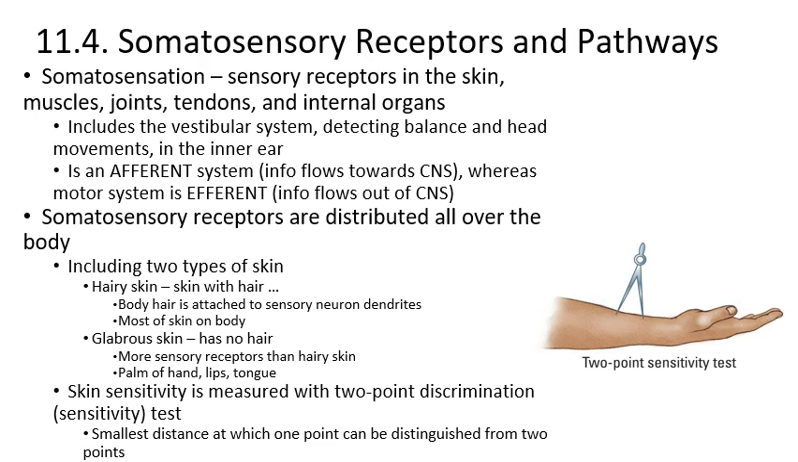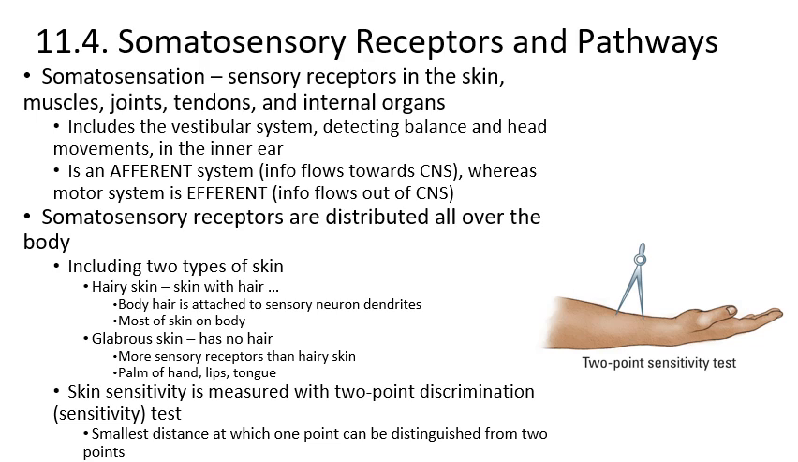Moving on to section 4, somatosensory receptors and pathways. Somatosensation is all of the sensory receptors in the skin, muscles, joints, tendons, and internal organs. Somato means like body, so it's essentially the sensations of the body. This includes the vestibular system, which is in the inner ear and is responsible for detecting balance and head movements.